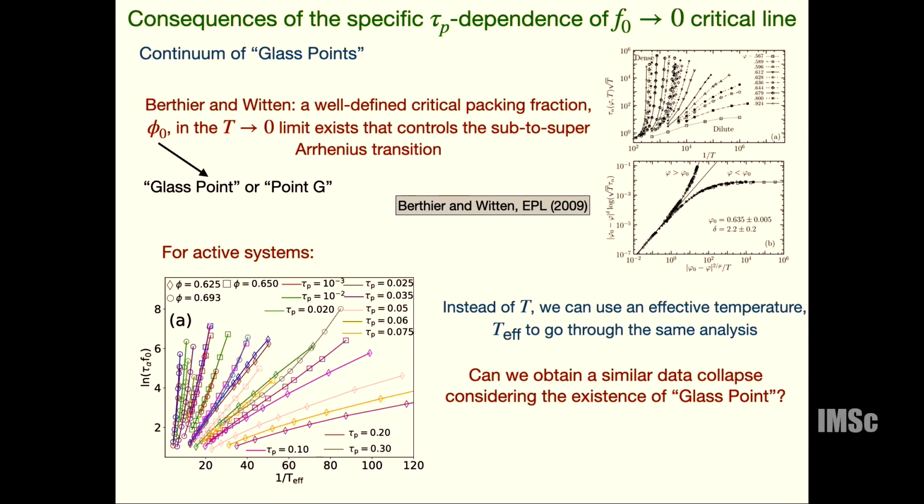Now, what is happening in the active system is that this sub to super-Arrhenius behavior changes given a particular density. As I change tau p, the behavior of the system changes from sub to super-Arrhenius. Here we do not have temperature because we are simulating an athermal system. Instead, we have effective temperature. So we can plot all these data as log of tau as a function of 1 over T effective. The point that we are trying to understand is, can we obtain a similar data collapse and obtain this glass point for the active system at hand.